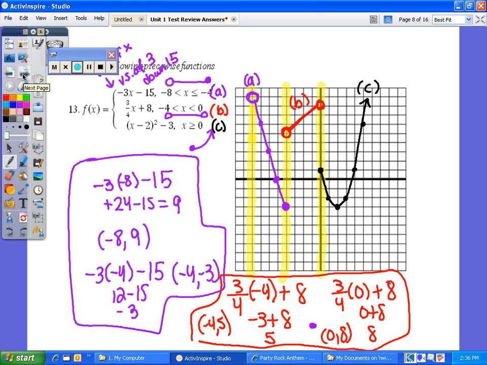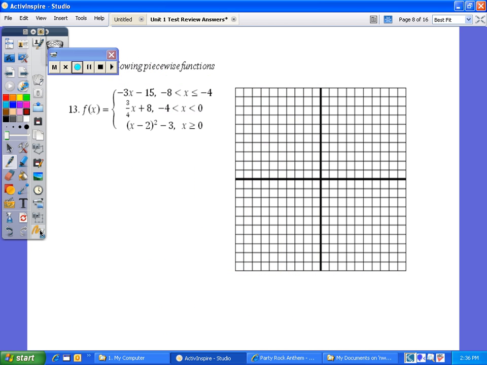Alright, so I'm going to erase this one because it looks kind of crazy. So we have a piecewise function, and you have 3 different ones. Whenever you have, this is called a compound inequality. So whenever you have a compound inequality, you should always just plug in those numbers. Make life easy on yourself.